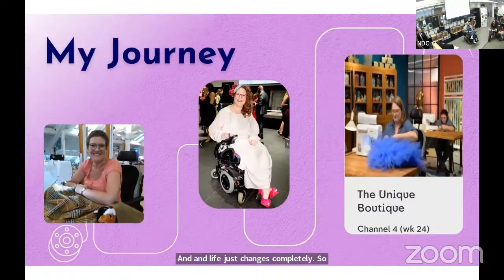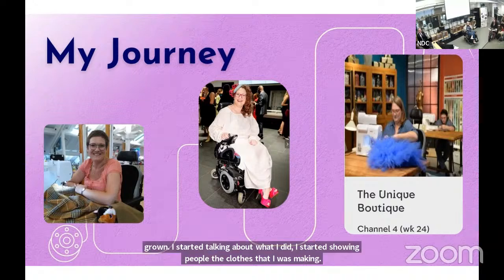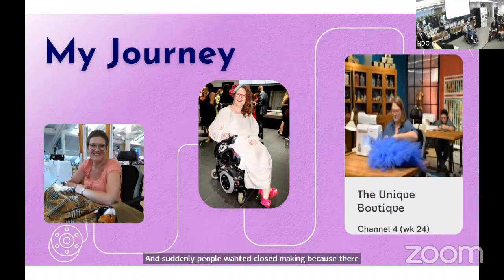So this is some of my journey. I started sewing, making my own clothes. It's the power of social media is actually how it has grown. I started talking about what I did. I started showing people the clothes that I was making, and suddenly people wanted clothes made, because we can't go into the high street and buy clothes that are suitable for wheelchair users. There's nothing out there. So we have to go to bespoke designers to get clothing that fits us properly.